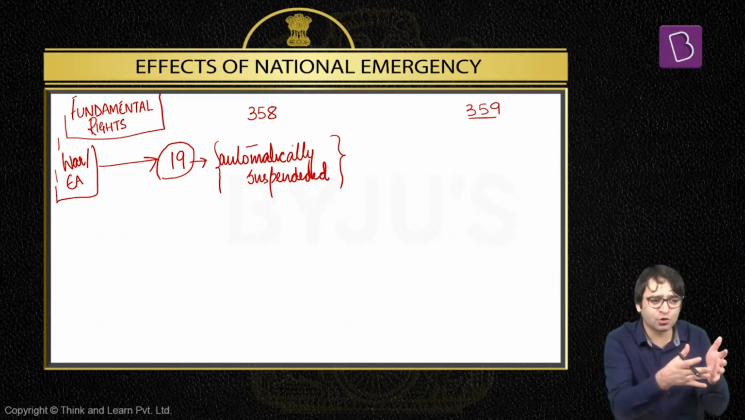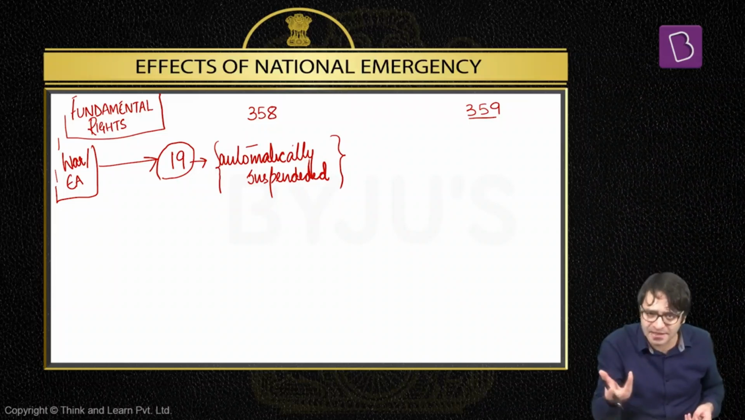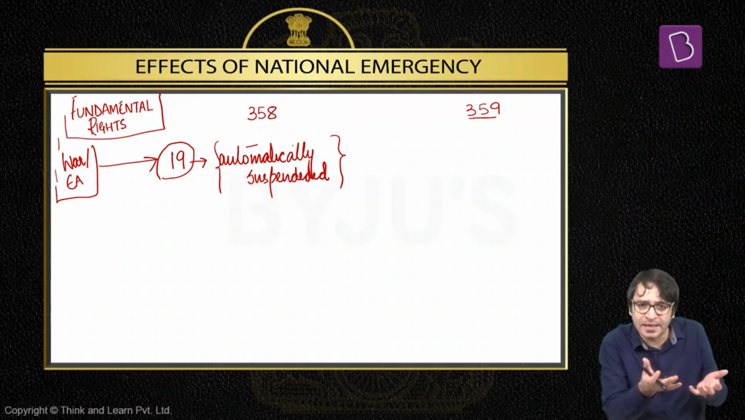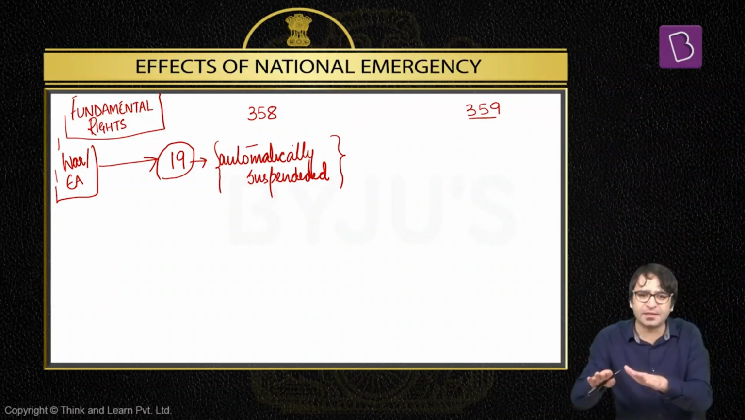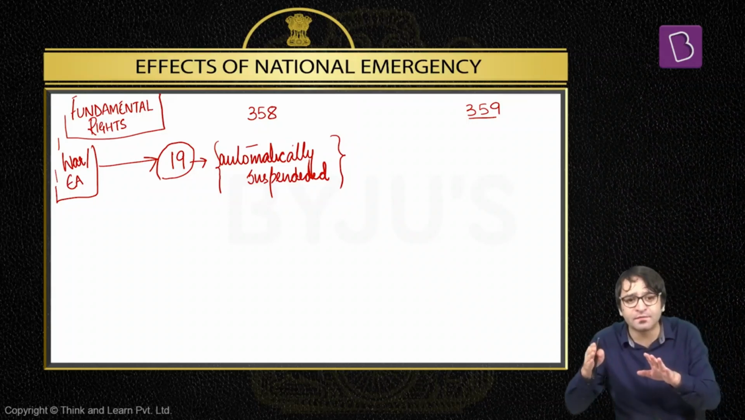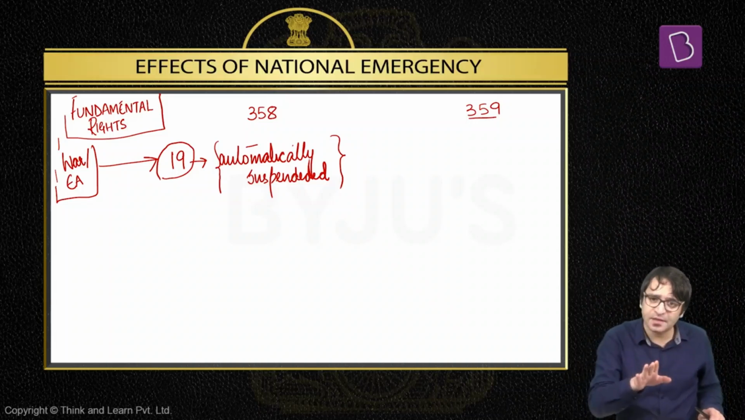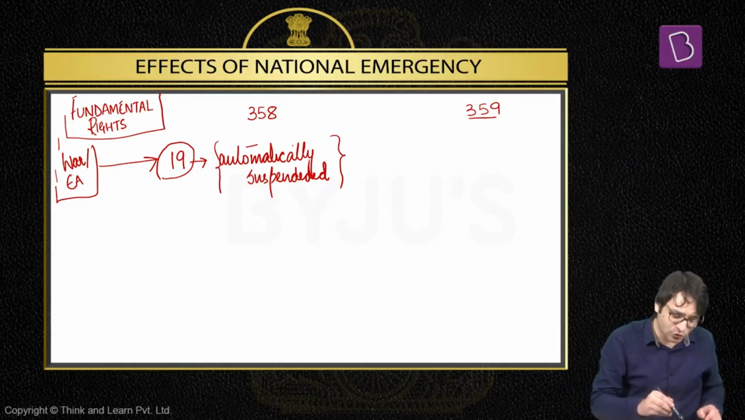And it is also fair because when there is war or external aggression, you can't ensure freedom of speech and expression. You can't ensure the fundamental right of every single individual to assemble peacefully without arms because there may be bombs dropping from the sky. So you have to ensure the security of the people as well. That means under Article 358, fundamental rights under Article 19 are automatically suspended. That means no separate order of their suspension is required. No separate order of suspending Article 19 is required whenever national emergency is imposed on the grounds of war or external aggression.